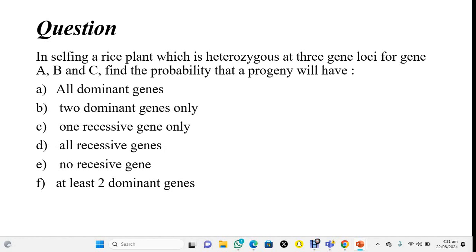So this is a sample question. Let's go through quickly. A self-pollinated rice plant, which is heterozygous, has 3 gene loci for genes A, B, and C. Find the probability that the progeny will have: A, all dominant genes; B, 2 dominant genes only; C, 1 recessive gene only; D, all recessive genes; E, no recessive gene; and F, at least 2 dominant genes. Now you have to understand this and then use the phenotypic ratio to carefully calculate.